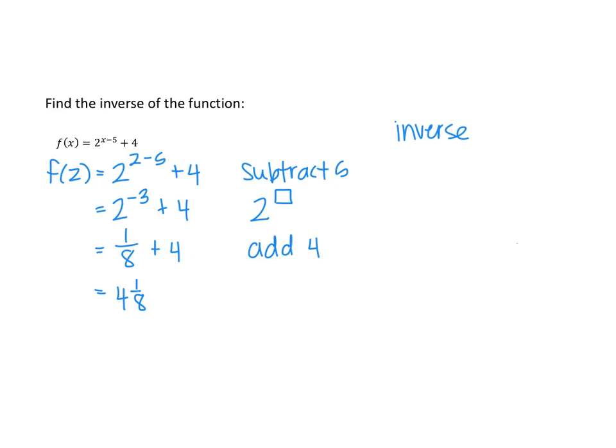All right, so for the inverse function, we want to write the equation for the inverse function that would undo all of those operations. So we work backwards, and the operation that would undo adding 4 would be subtract 4. That's the inverse operation. And then the operation that undoes a power with a base of 2 is a log with a base of 2. So we would take log base 2 of whatever we have so far.